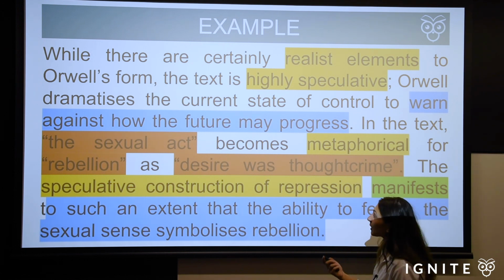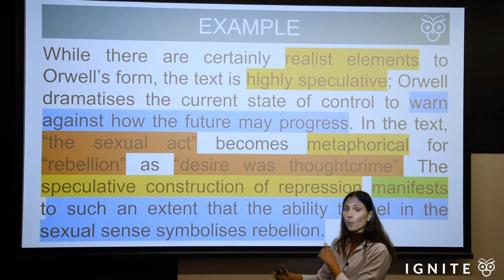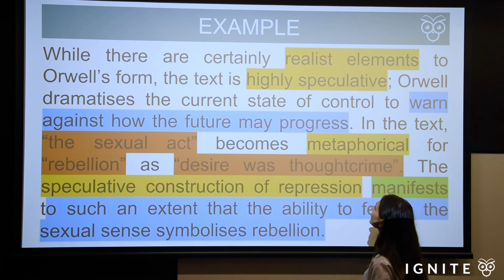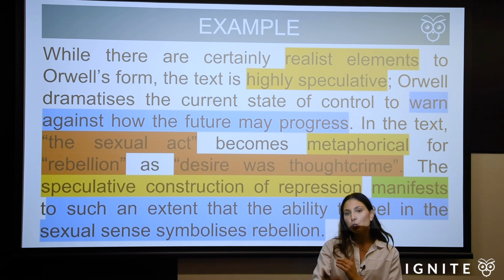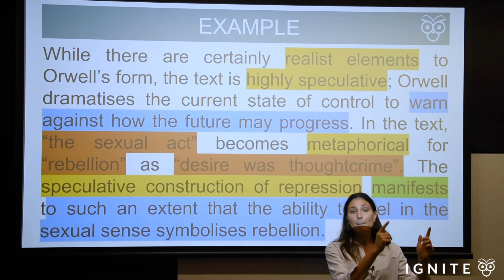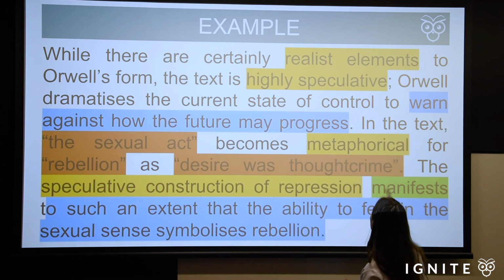This is an example that I've written up. Take a look at how I've integrated my quotes and how I've linked in aspects of form while also performing textual analysis. While there are certainly realist elements to Orwell's form, the text is highly speculative. So I've said, yes, I recognize it's not only speculative. Let me have some nuance to my analysis. It is speculative, but I also realize there are roots that are in the realist aspects of its form.